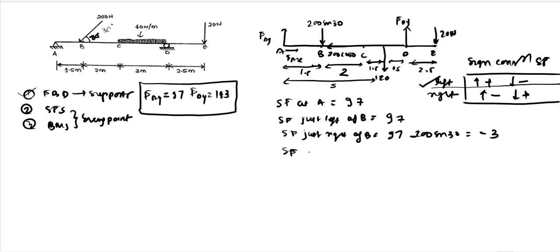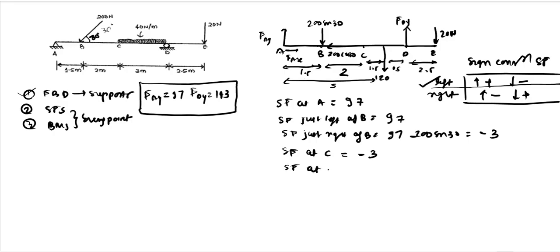Shear force at C will be nothing but the shear force just right of B, which is minus 3, because there is no force between B and C. And after C it will vary linearly, because there is a UDL, and it will go to something at D. So let us see what it goes to.